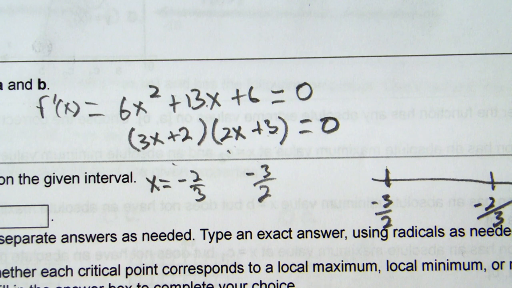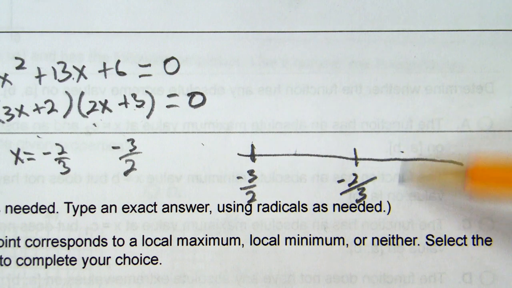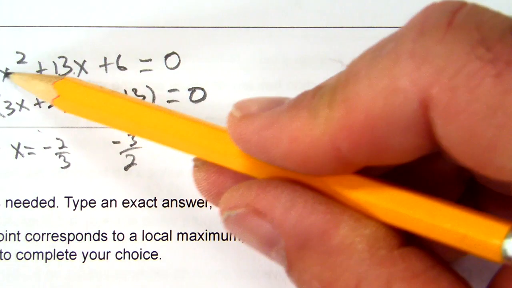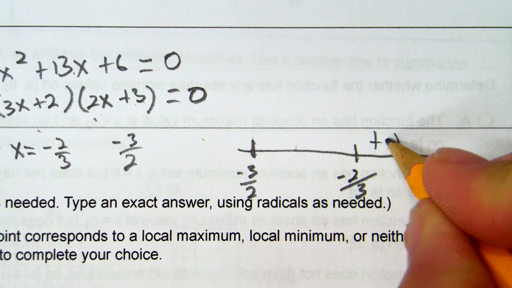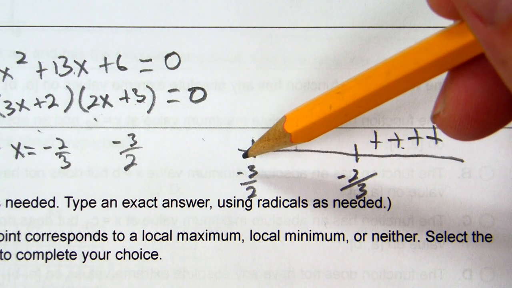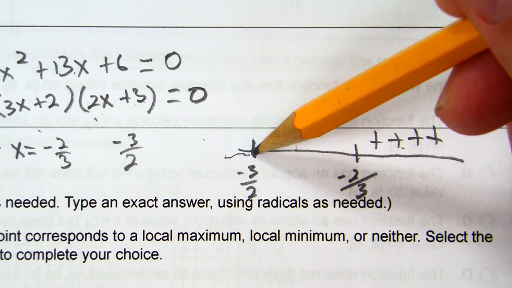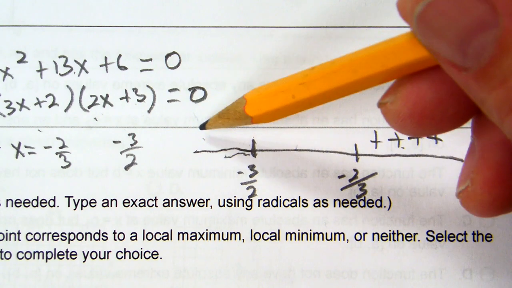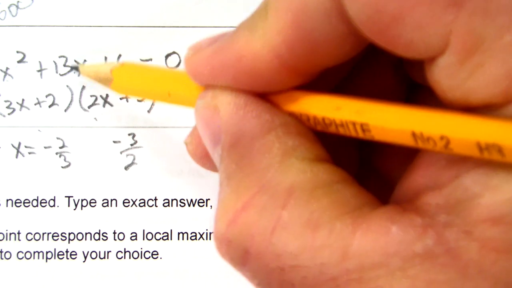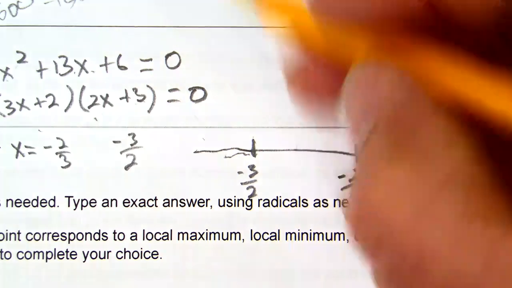Now, if I plug in representative numbers for each interval, for example, I'll plug in 0. That seems like a pretty easy one to plug in. When I say plug in, I'm plugging it into the first derivative. So if I plug 0 into the first derivative, out comes 6. So that's positive. If I plug in -10, that's something big, it doesn't really matter, into the first derivative: -10 squared is 100 times 6 is 600. -10 times 13 is -130 plus 6. So that turns out to be positive as well.